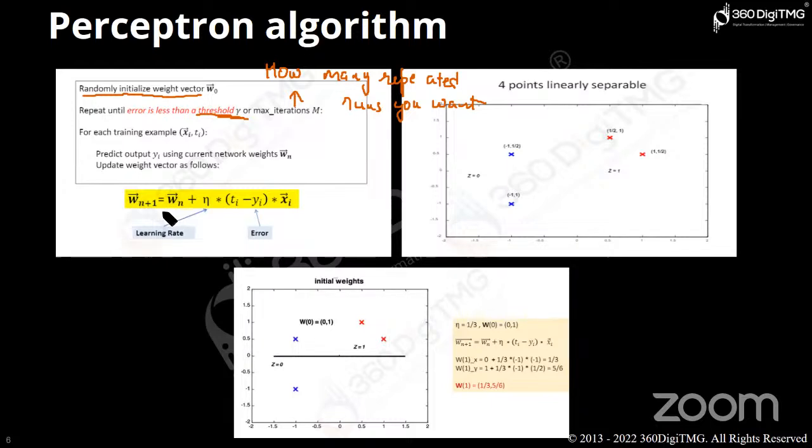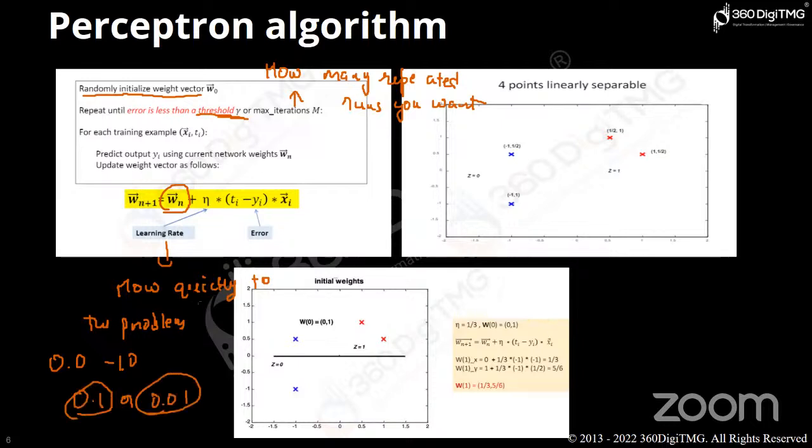So here you will have the previous weights. Here you will have learning rates. Learning rate refers to how quickly your model is adapting to the algorithm, to the problem. And this ranges between 0 and 1. By default, we usually take the learning rate as 0.1 or 0.01. These are considered good values, so we start off with that.